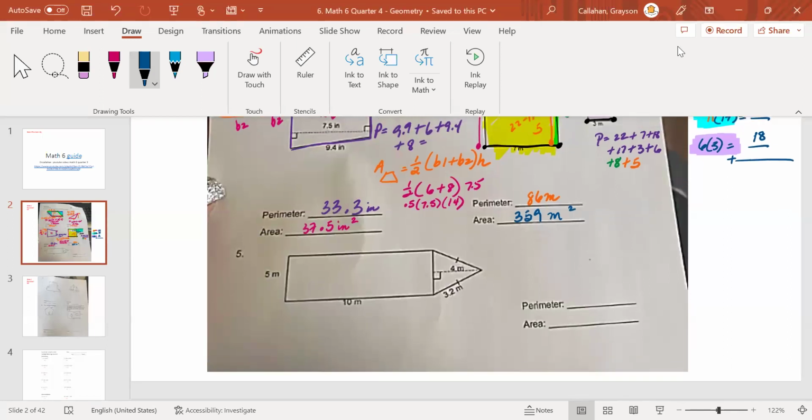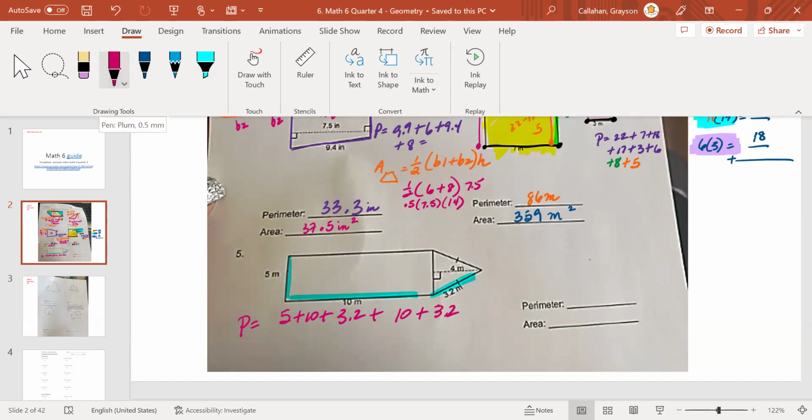Okay, for number 5, you ready? You have a rectangle and a square. Let's do the perimeter first. What are you gonna do with the perimeter? 10, 5, and 3.2 meters. Okay, 5, 10, 3.2. What else? That doesn't give you the whole thing. That just gives you this piece, and this piece. That's not the answer. Plus 10. Plus 3.2. And that's it?